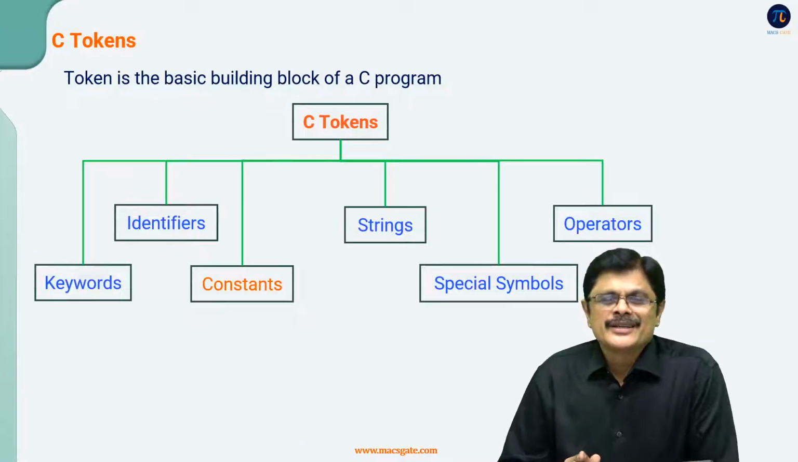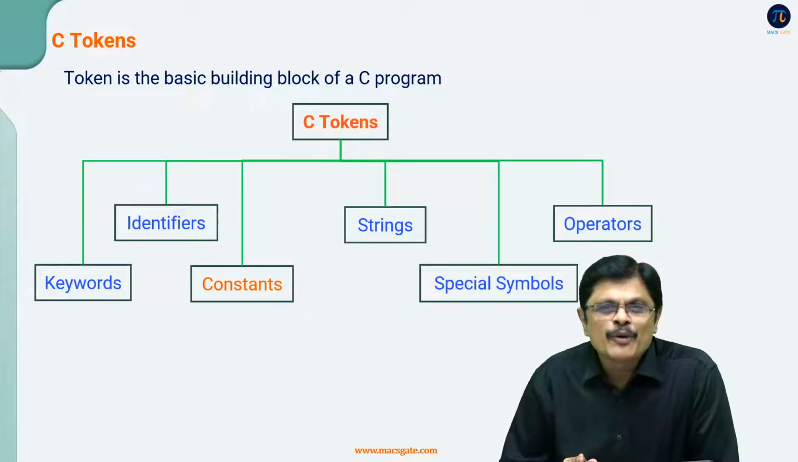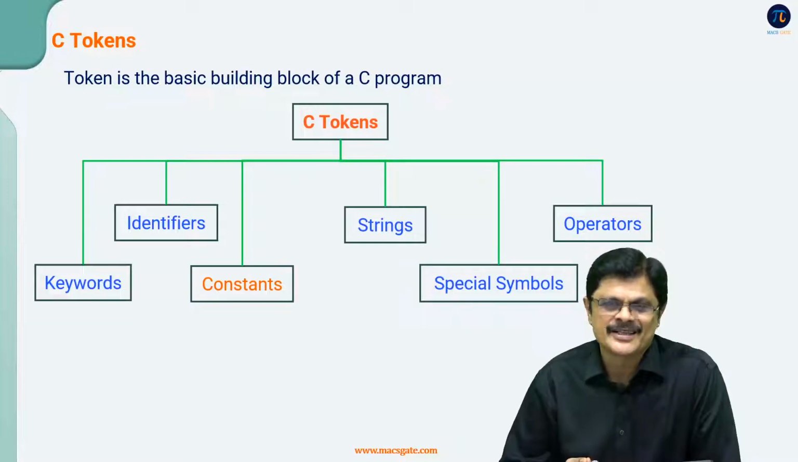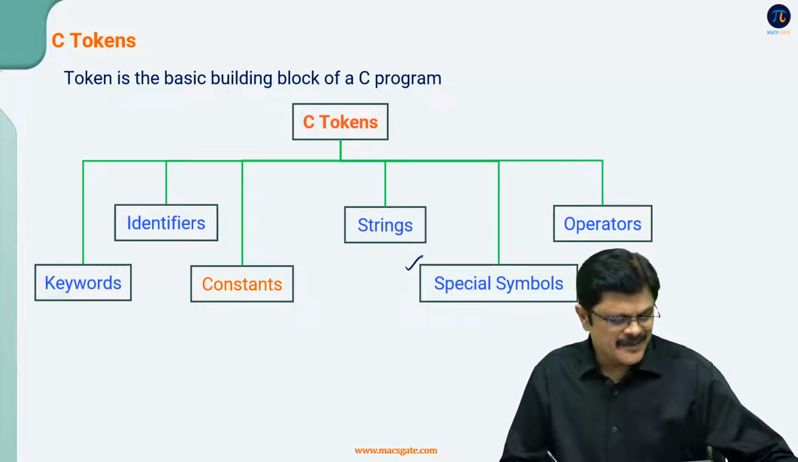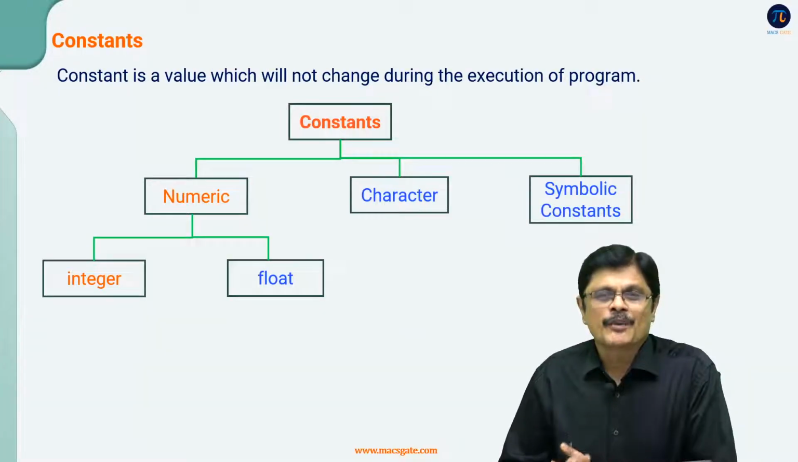We know that one or more C characters are combined in a meaningful manner to form C tokens, and these are the smallest building blocks of C language. And we already know the classification: keywords, identifiers, constants, strings, special symbols and operators. In the previous session, we discussed special symbols. In this session, we talk about constants.